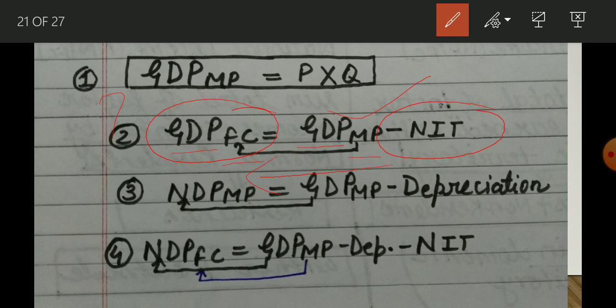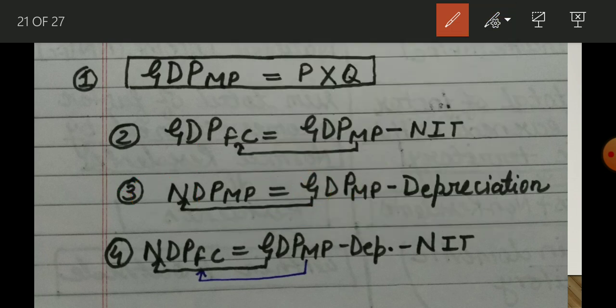Now suppose GDP MP is given and you have to calculate NDP MP. So here you can see the difference: here is G, here is N. So when we are moving from gross to net, we have to subtract depreciation and the others are the same. So there will be one change. When we subtract depreciation from GDP MP, we are able to get NDP MP.